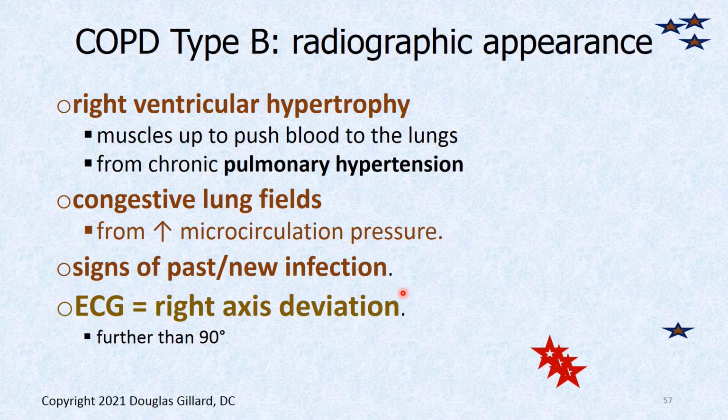The lung fields will be congested from the increased pressure around the microcirculation. You can get congestion in the lung fields, or they can be clamping down from the chronic inflammation and scarring up, which will make it harder for the photons to get through and make it more radio-opaque on X-ray.